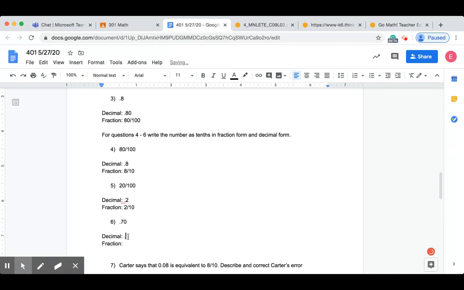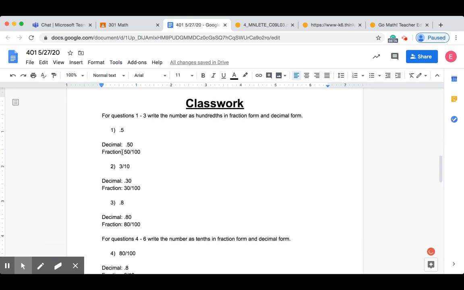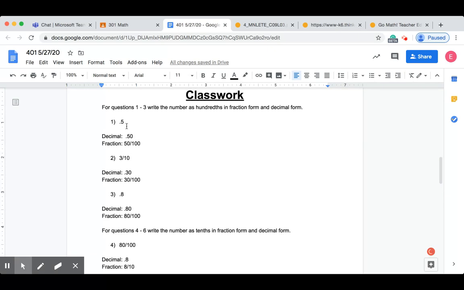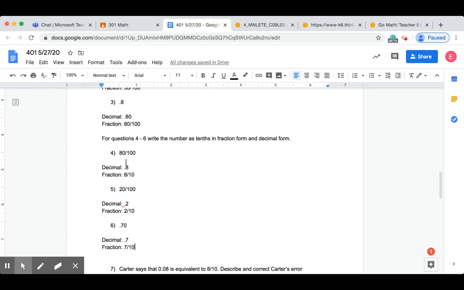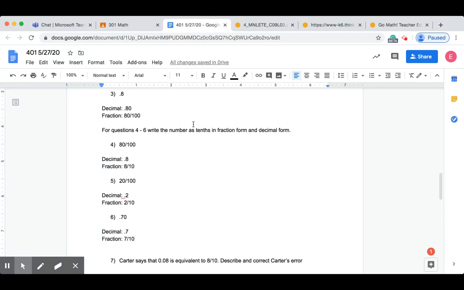You'll divide 70 by 10, it'll be 7, so it'll be 7/10 written as a decimal, and then you would write 7/10 as a fraction with 7 as your numerator, 10 as your denominator. So look, when you're changing from tenths to hundredths, you're multiplying by 10 and adding a 0. When you are changing from hundredths to tenths, you are removing a 0 because you are dividing by 10.